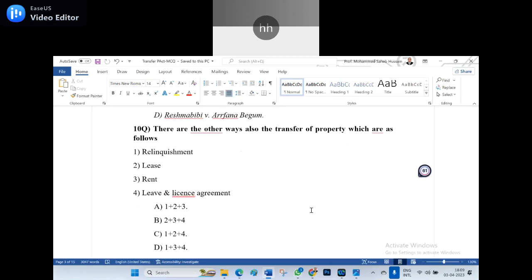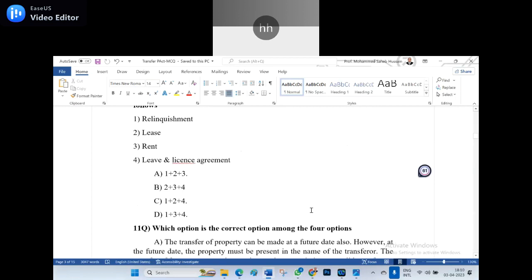B, sir. Full, 2 plus 3 plus 4: lease, rent, leave and license agreement. The right answer is C, 1 plus 2 plus 4. Leave and license agreement is there, relinquishment is there, lease is there, but rent is not there, but I put the rent.